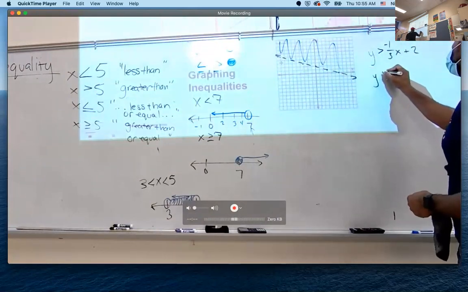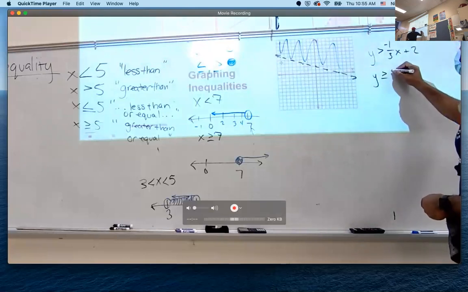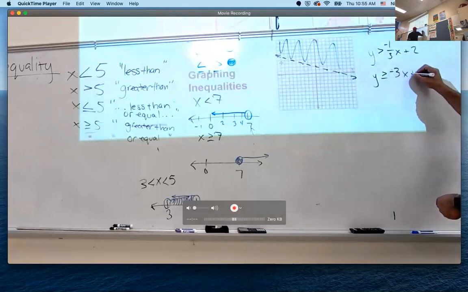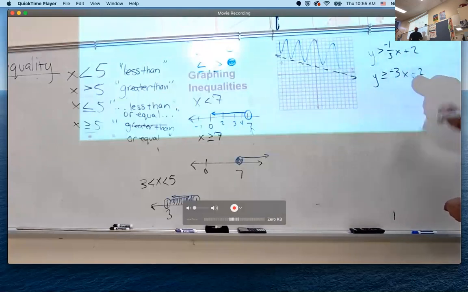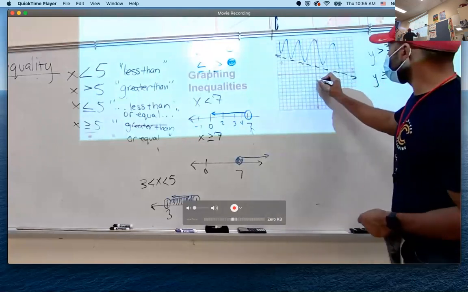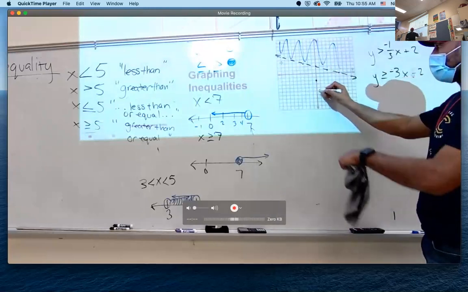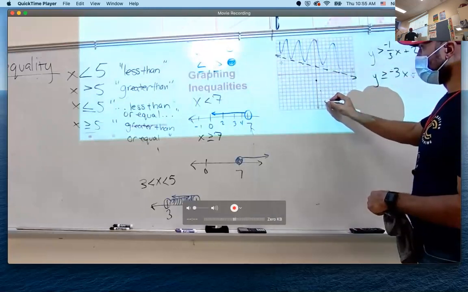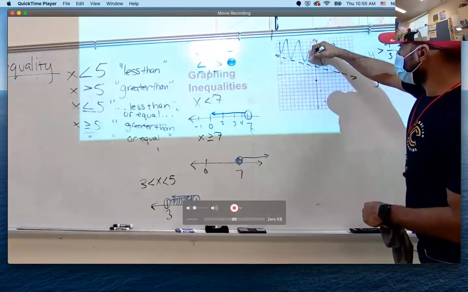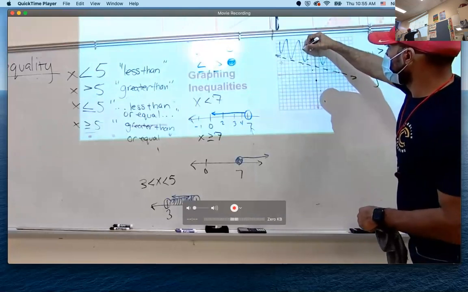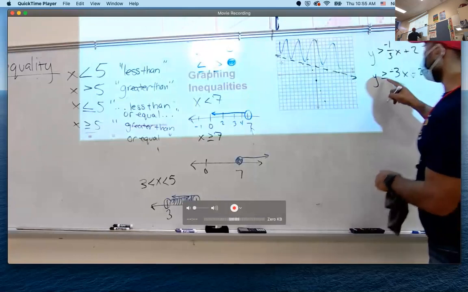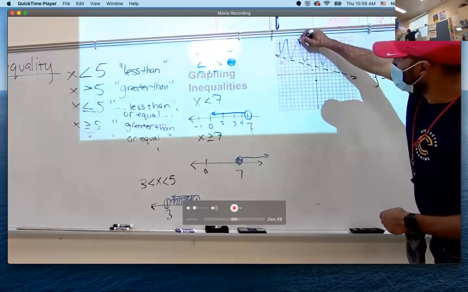Okay, now let's say, let's do a steep line, one that's more like this, right? So let's go greater than or equal to -3x. Let's go like -2. Okay, so -2 start here. Now we go down 3, right 1. Go back up this way. 1, 2, 3. And now this line will be solid. All right, solid.